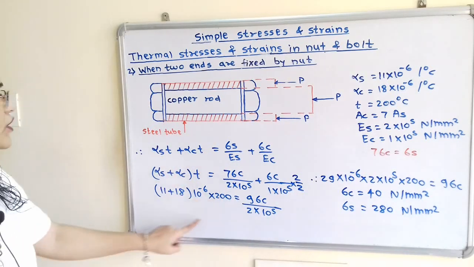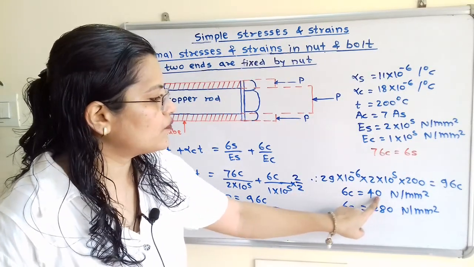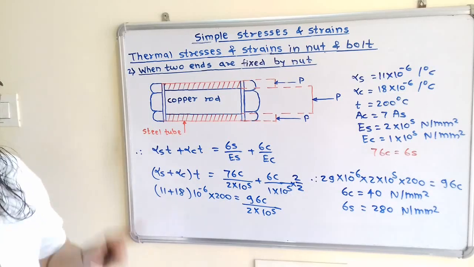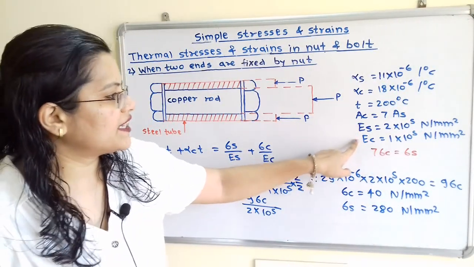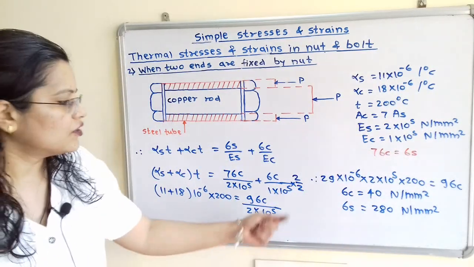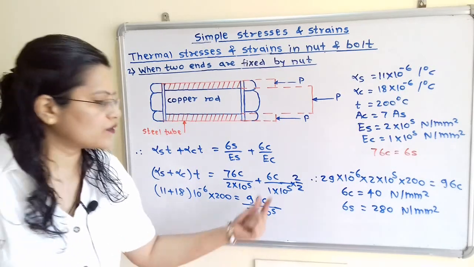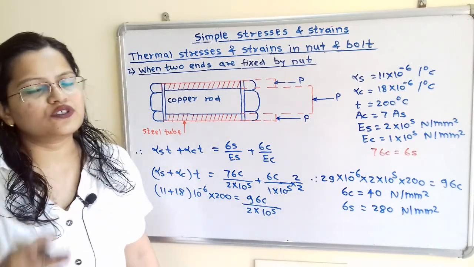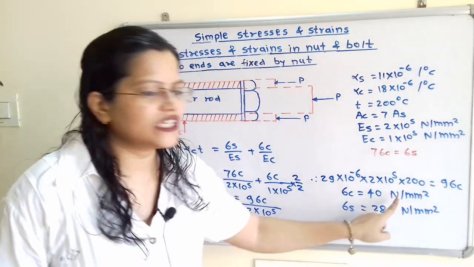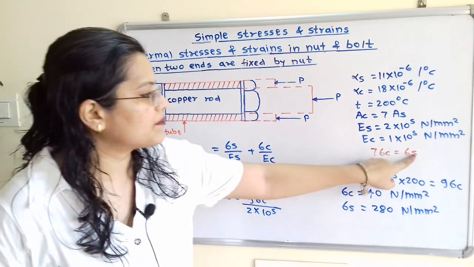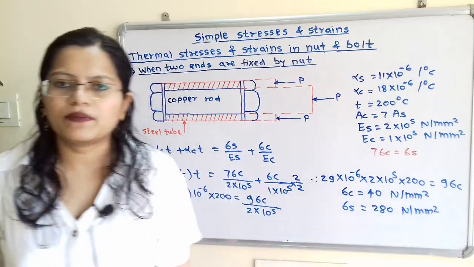Now if we solve here, we get the answer sigma C is equal to 40 Newton per millimeter square. Why this unit? Because this value of Young's modulus E is in Newton per millimeter square, so we have taken it as it is. The standard unit is Newton per meter square, so you can convert to Newton per meter square. But if we take it as it is, then we have to mention the same unit, and then the value of sigma S is equal to 7 times sigma C, that is 280 Newton per millimeter square.